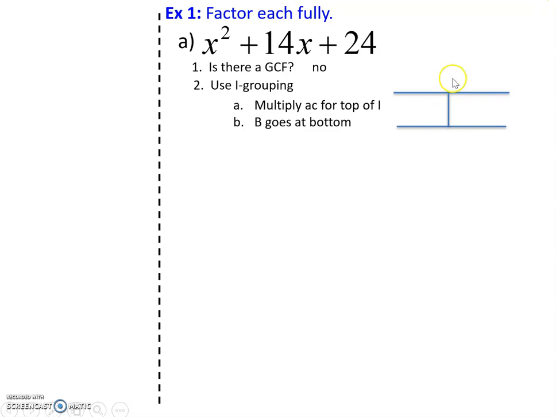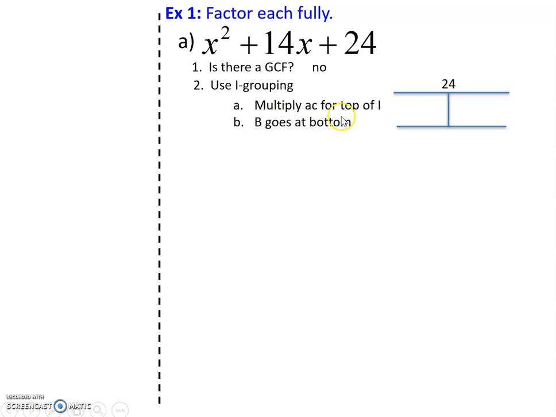We call it I grouping because our little I chart over here just looks like an I. To get the top of our I chart here, we want to multiply the A and the C term. So we have our A term, which is the coefficient of x squared, our B term, the middle term, coefficient of x, and our C term, the number on the end. So if we multiply A times C, that's going to be 1 times 24, which is 24.